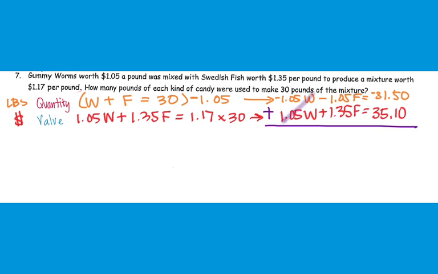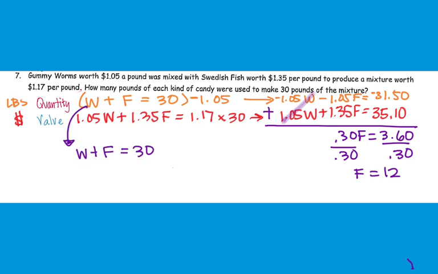And I add it up, eliminating the worms and solving for my Swedish fish. Funny. Okay, so I get 12 pounds of fish in this new mixture. I take the simplest equation again, and I find out how many pounds of gummy worms are going to be part of this. So this mixture will have 18 pounds of worms and 12 pounds of fish. Okay? All right. You could check it. I'm going to move on to number 8.